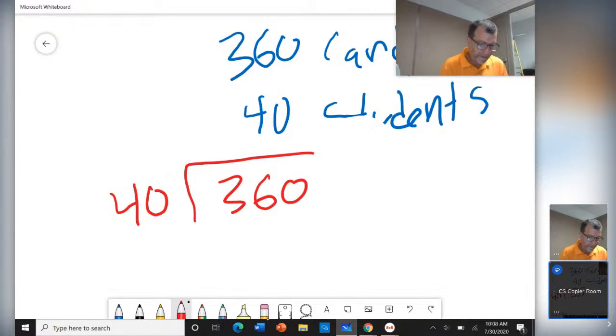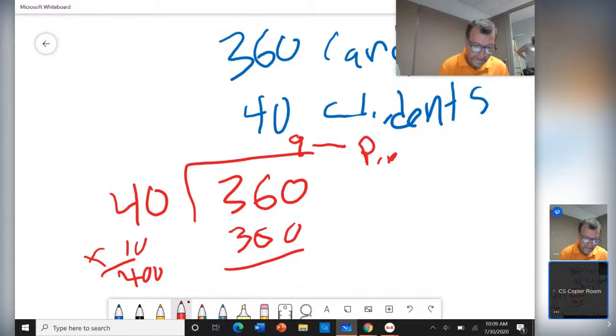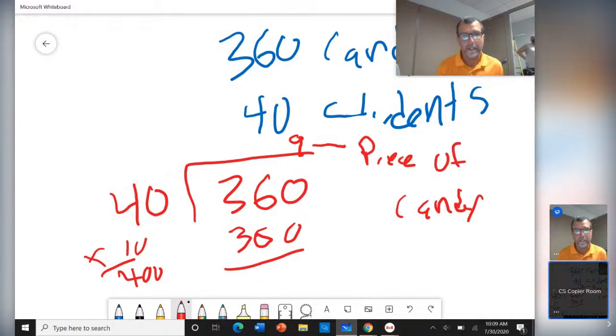So how many times does 40 go into 360? Well, 40 doesn't go into 36, it's too big. So how many times does 40 go into 360? Well, we know if we do 40 times 10, that's going to be 400. And that's a little too big. So we're going to try one less. We'll do 9 times 4 is 36, so 360. So each student would get 9 pieces of candy. And that's divided evenly among the whole class.